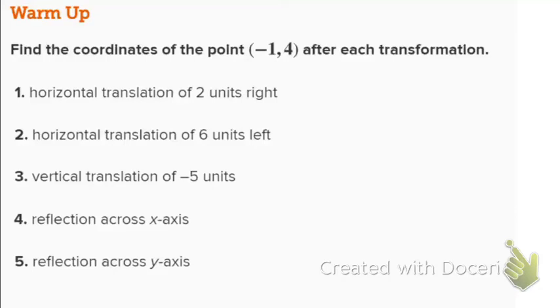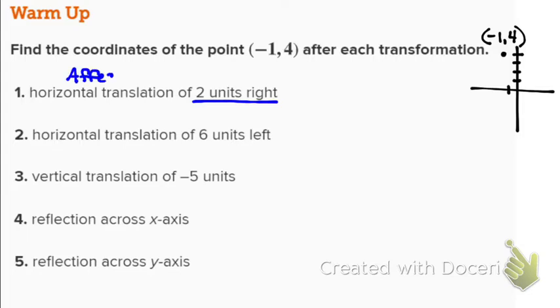Looking at the bell work, every time we're going to be coming back to this one. The original ordered pair is at -1, 4. So right here. If I take that ordered pair and I move it 2 units to the right, which part of my ordered pair, which number, the x part or the y part, is going to be affected by that translation of moving it left and right? The x part. So this is going to affect just the x.